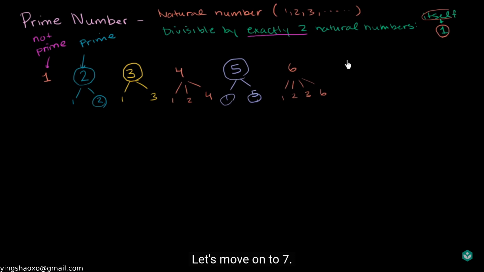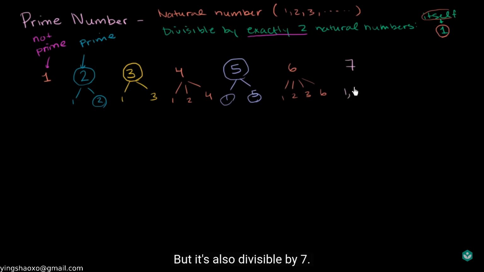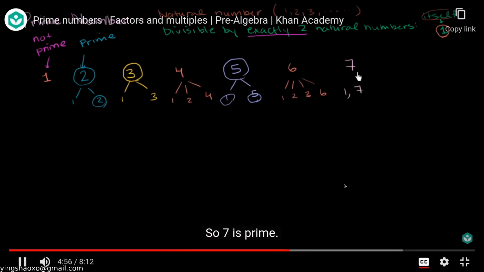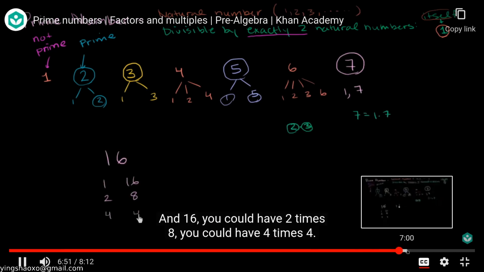Move on to 7. 7 is divisible by 1, not 2, not 3, not 4, not 5, not 6, but it's also divisible by 7. So 7 is prime.